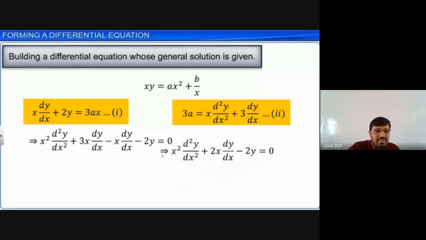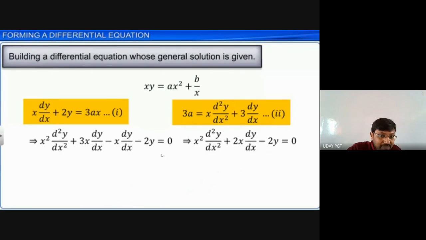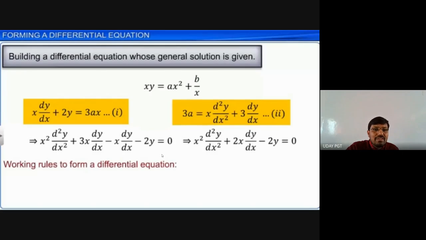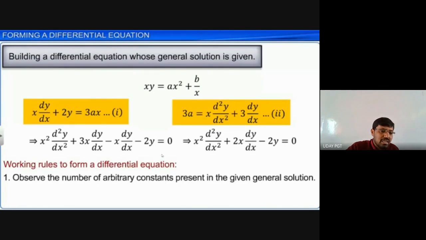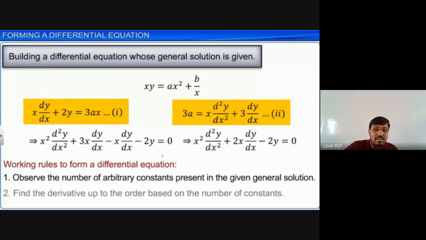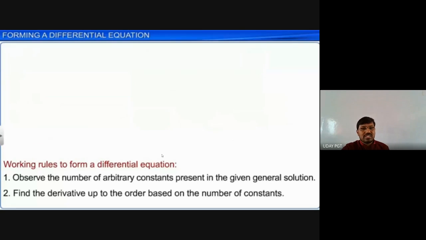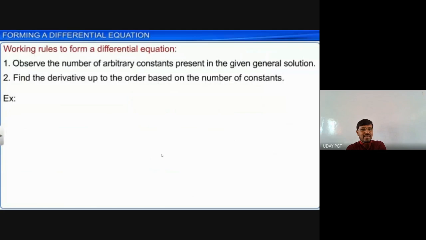The first question, given question. When the solution is given to you and we are finding the differential equation, what are the working rules to form the differential equation? Observe the number of arbitrary constants present in the given general solution and find the derivative up to the order based on the number of constants. If two arbitrary constants are there, 2 times derivative should be done.